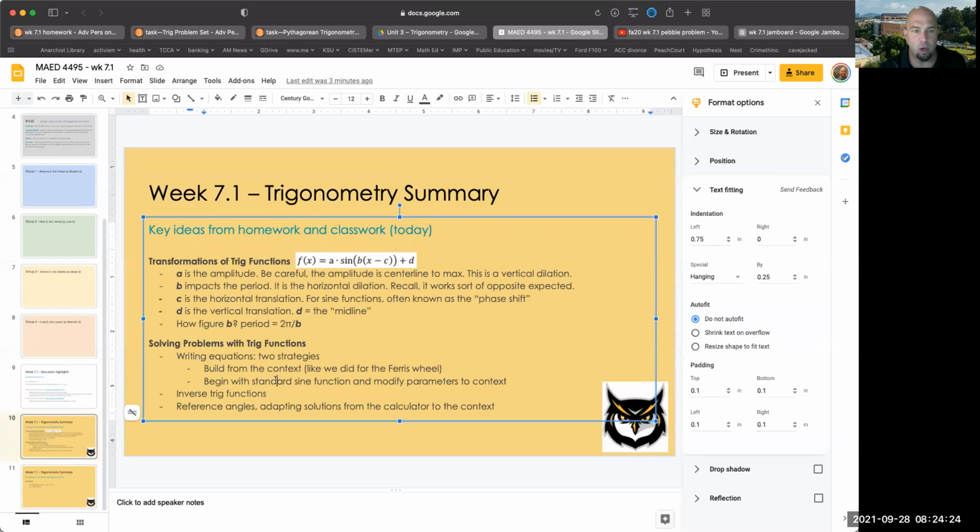Or you might just start with a standard sine function. I've seen a lot of people have success writing y equals sine x into Desmos, and then beginning to put values for A, B, C, and D in, and modifying until, oh okay, I can see how that's matching up. That might be less precise, a little more guess and check, but also a good strategy, at least to get started.